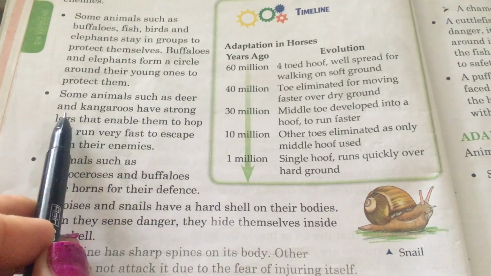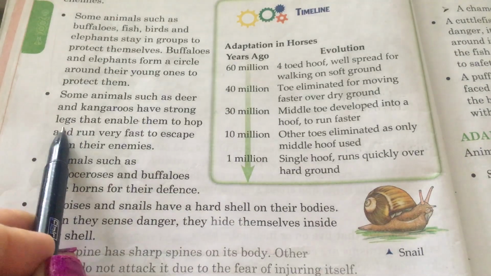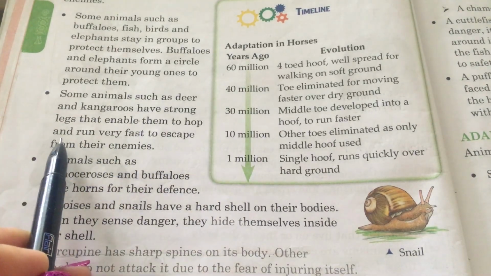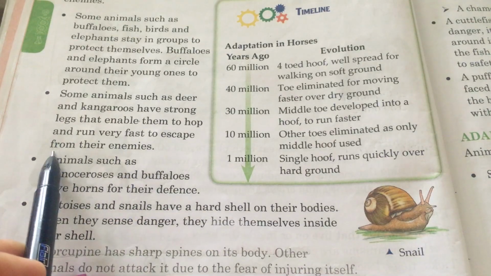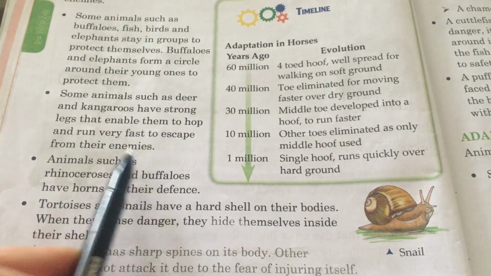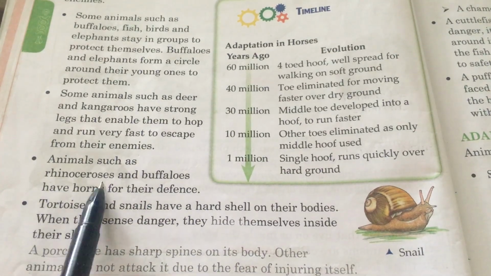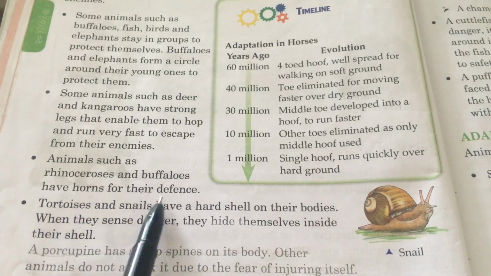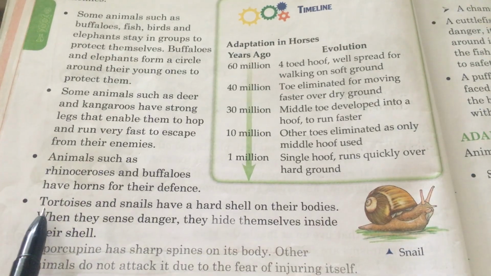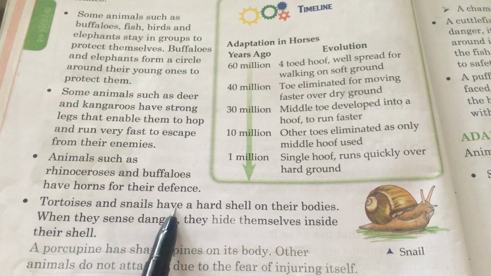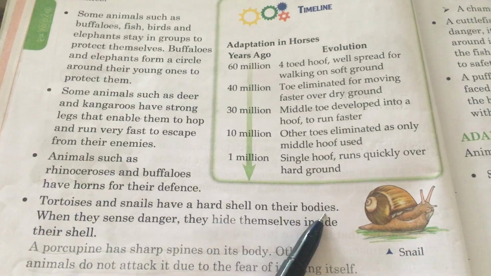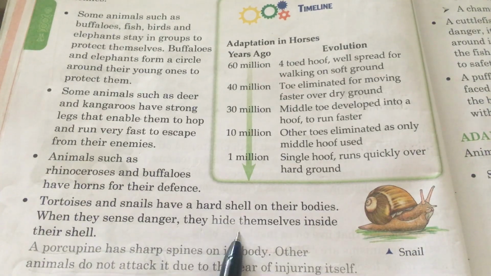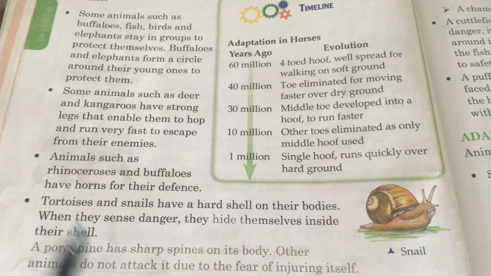Some animals, such as deer and kangaroos, have strong legs that enable them to hop and run very fast to escape from their enemies. Animals such as rhinoceros and buffaloes have horns for their defense. Tortoises and snails have a hard shell on their bodies. When they sense danger, they hide themselves inside the shell.